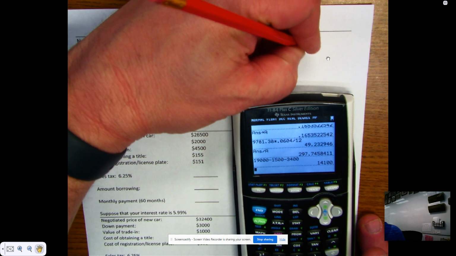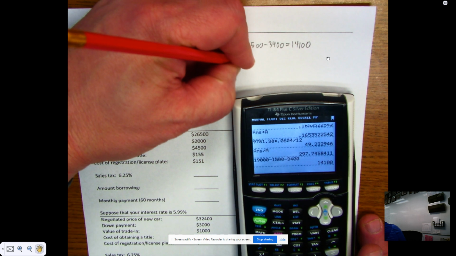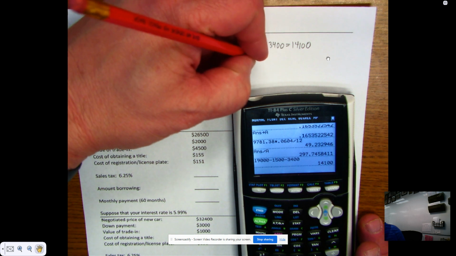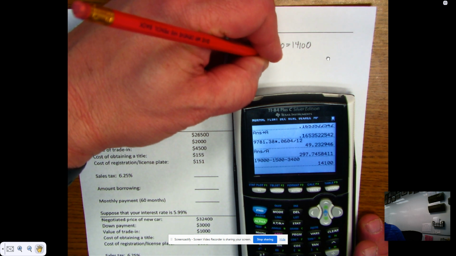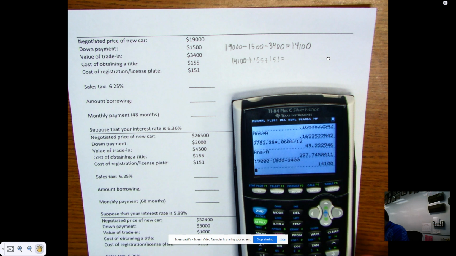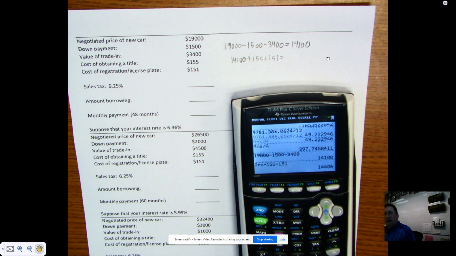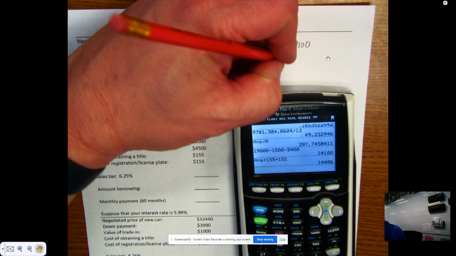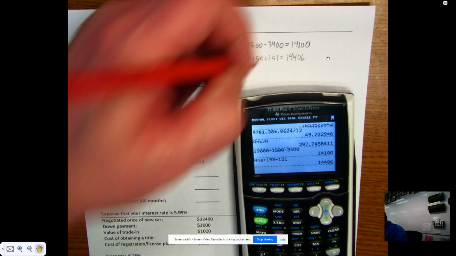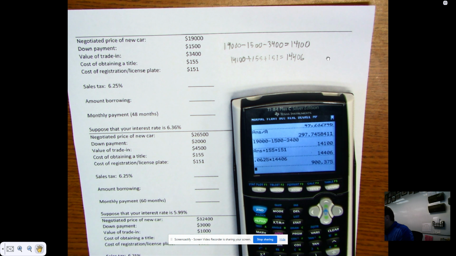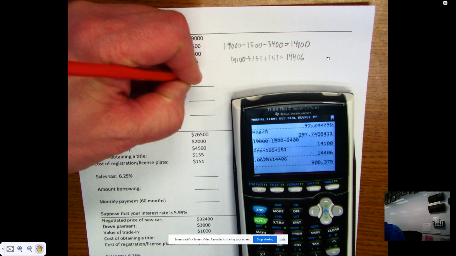Now, again, we got to add the title and registration to that. And so that's 14,406. Okay, the sales tax, you might recall, is 0.0625 times that number. And so that's going to be $900.38 in this case.